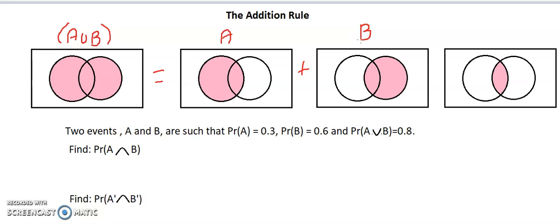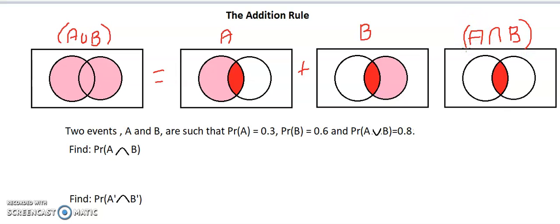Now, one thing you'll notice here when I'm adding A and I'm adding B is we are adding two lots of this middle part, which is why we need to take one of them away. So that middle part, we write it as the intersection. So the intersection of A and B. And that gives us our rule.